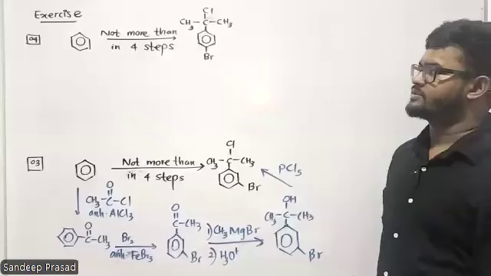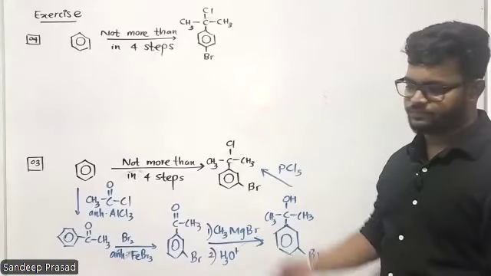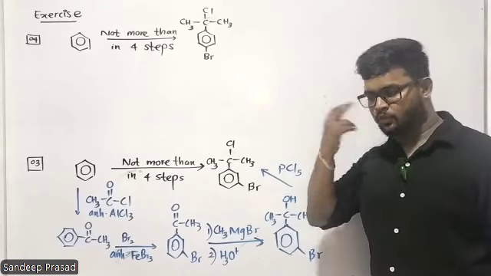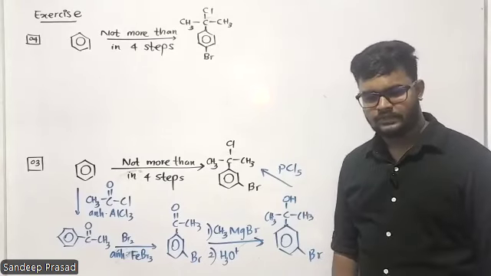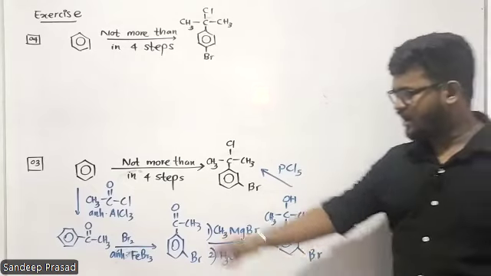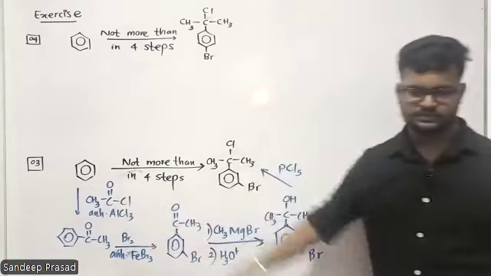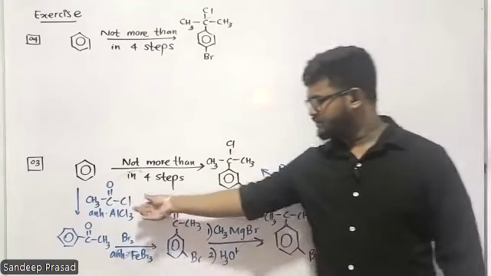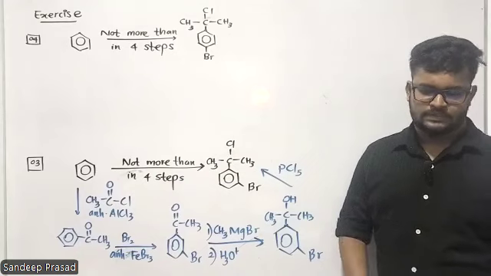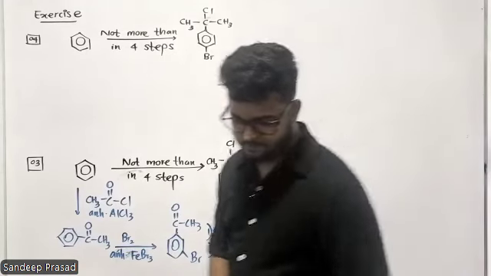But you can start with Br also, because bromobenzene is an ortho-para-directing group. We can do it that way, doesn't matter. But I'm going to do it in a different way. I'm starting from the same compound, and I'm going to start from the Friedel-Crafts acylation.